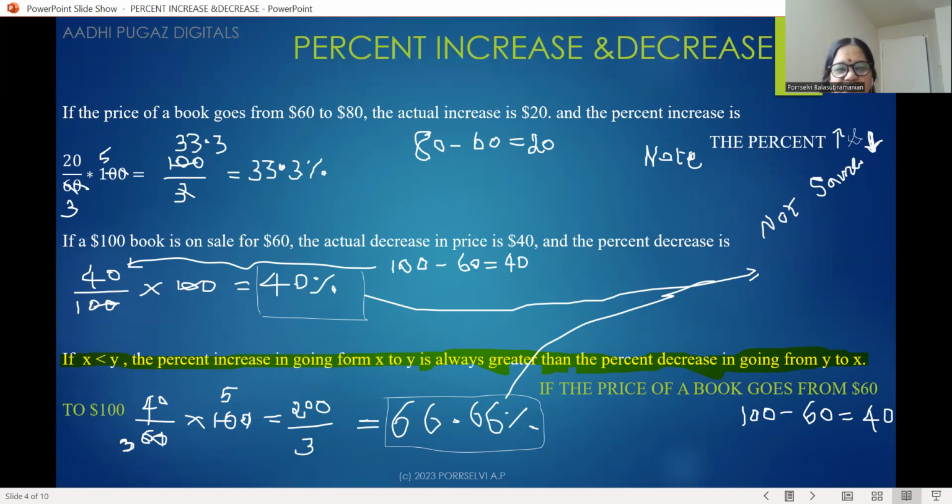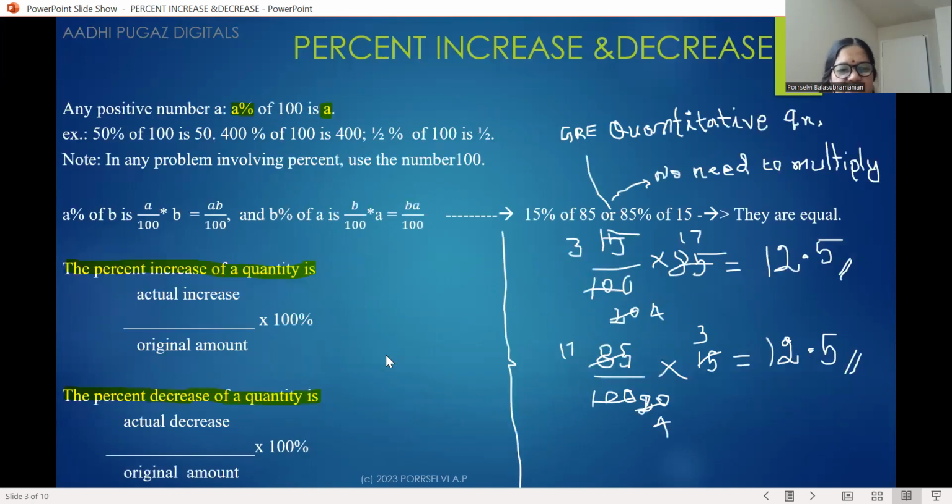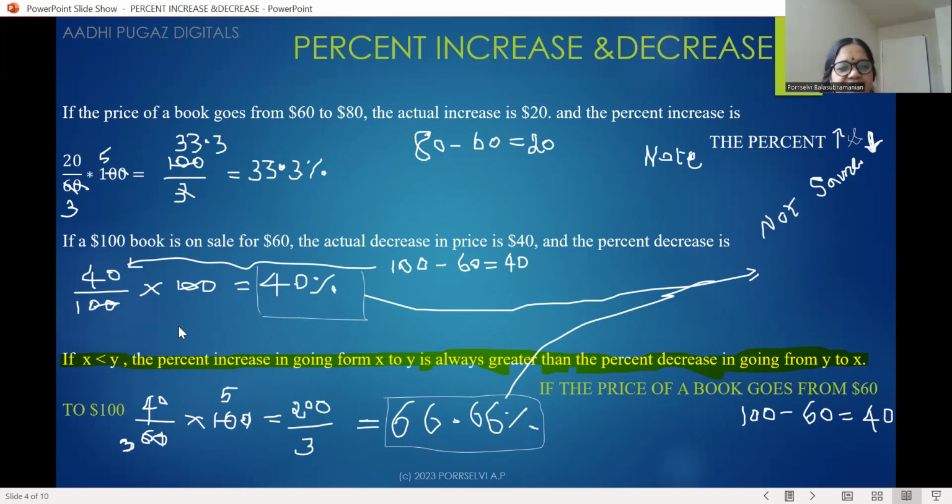So we need to use that formula. The actual decrease divided by the original value, $100, multiplied by percentage. So we multiply by 100. If we simplify this, we are getting 40%.